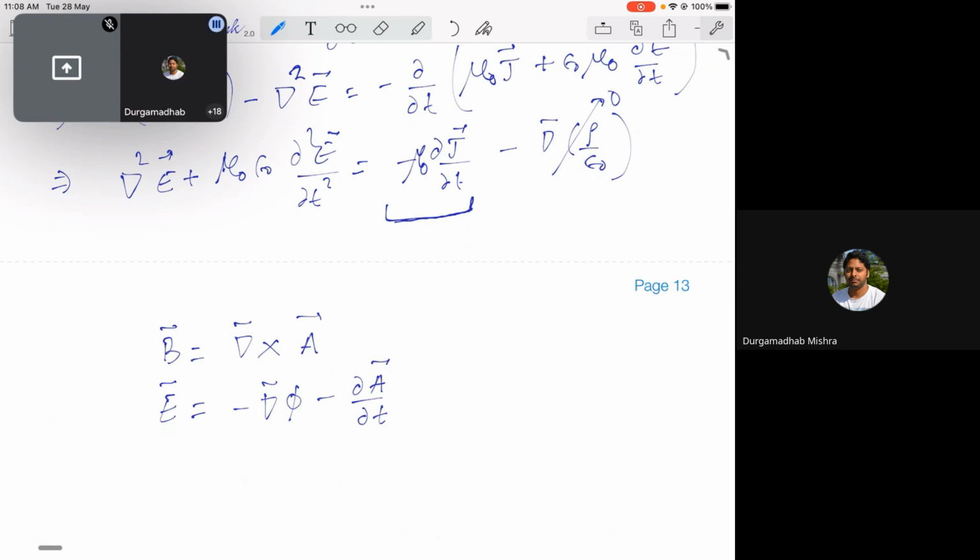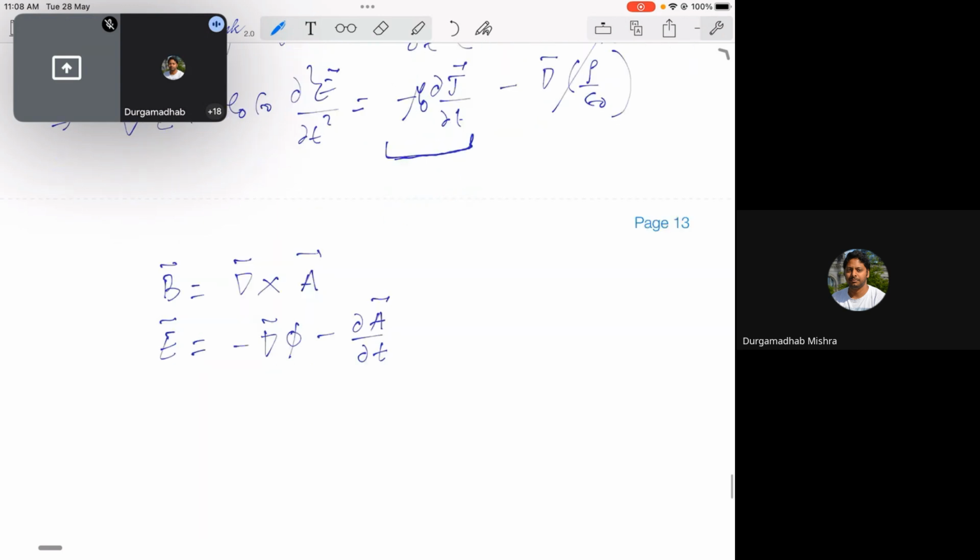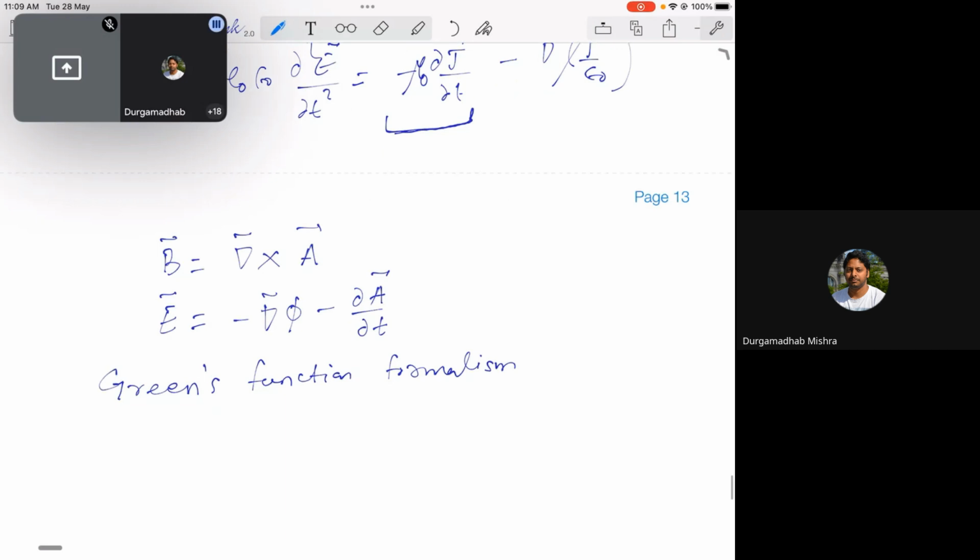Now again, to find a solution we take help from mathematics known as the Green's function formalism. This is the Green's function formalism to find a solution for phi and A.